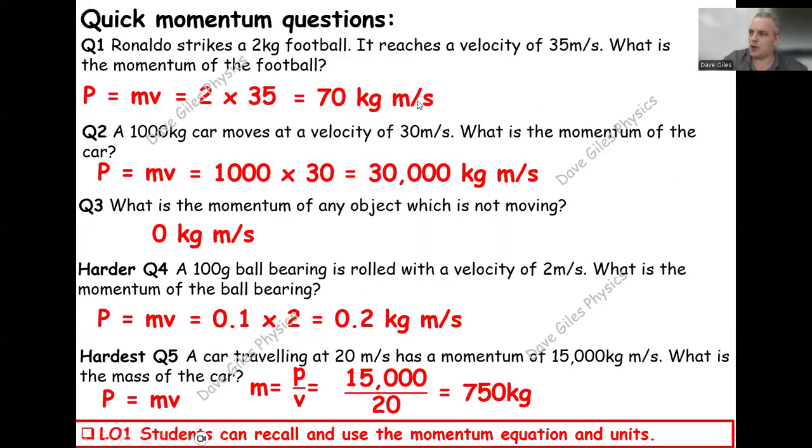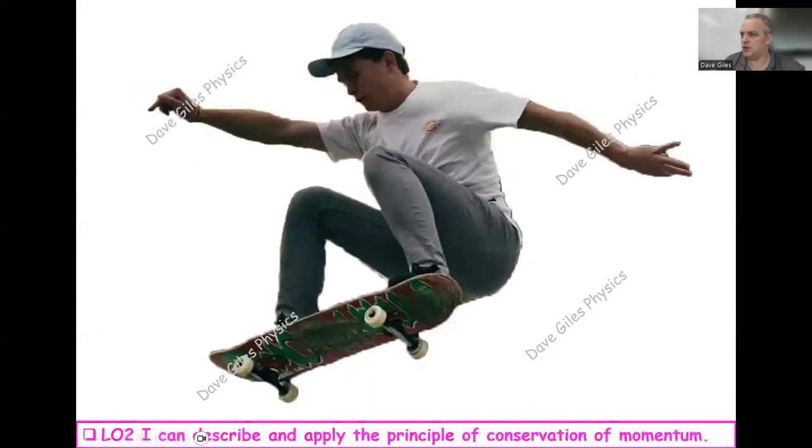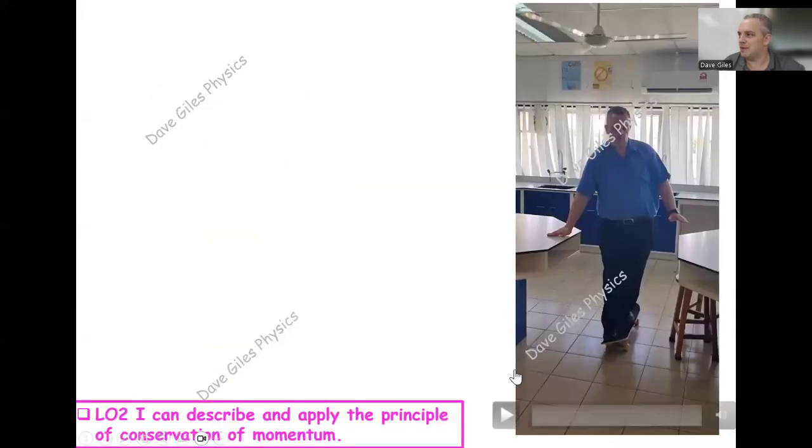So now, that's the first lesson objective complete: recall and use the momentum equation and its units. So now, we're moving on to the second learning objective, which is describe and apply the principle of conservation of momentum. And I'm just going to play a very short video of me skateboarding here.